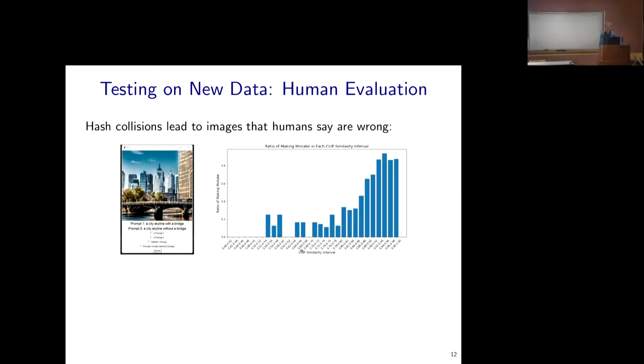Secondly, it actually depends on what similarity threshold we use. Basically, the cosine similarity of the CLIP embeddings, right? What's the threshold you want to use to count something as a hash collision? If we pick as our threshold something around 0.9, then the rate at which this leads to actual failures in downstream systems is about 80%.